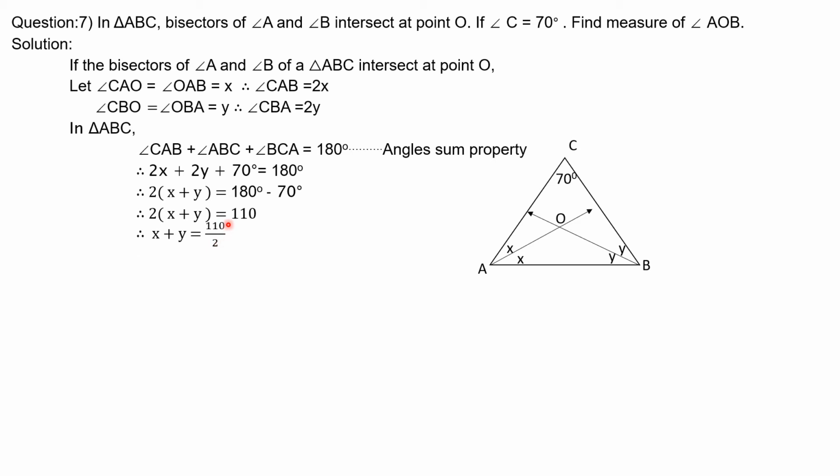So x plus y is equal to 110 upon 2. So x plus y is equal to 55 degrees, equation number 1. Now we find out the measure of angle AOB.